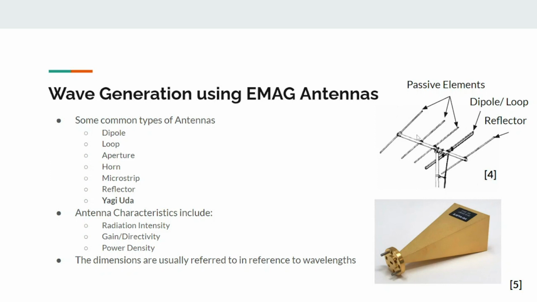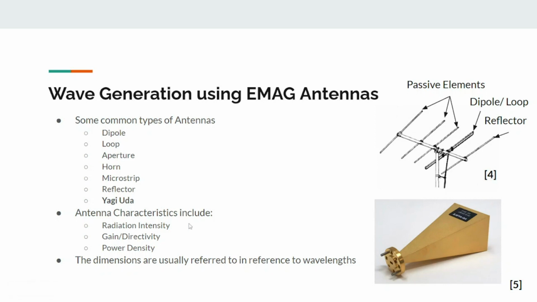And then these are the director elements. They're passive. You don't apply anything. They're just conductors. They guide the beam in the direction of the main beam here. And then this is a horn antenna. I think this is an X-band horn antenna that I got a picture of from source 5.